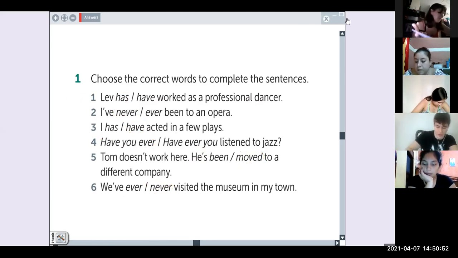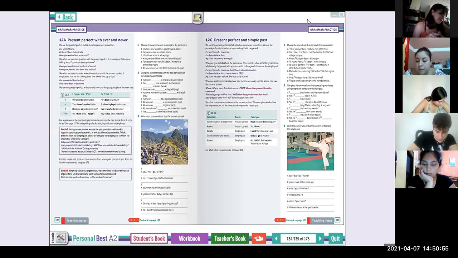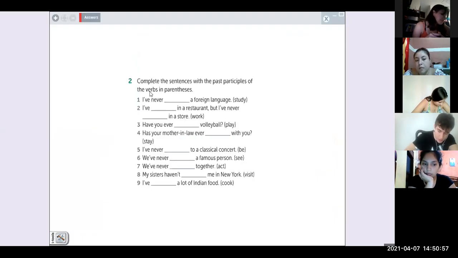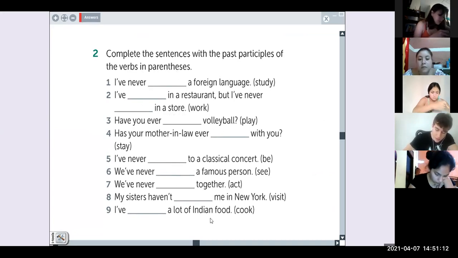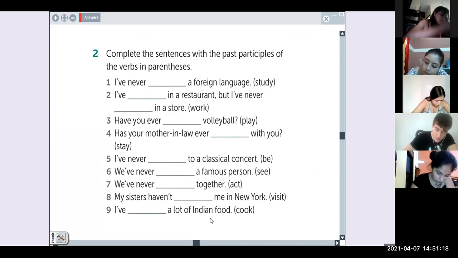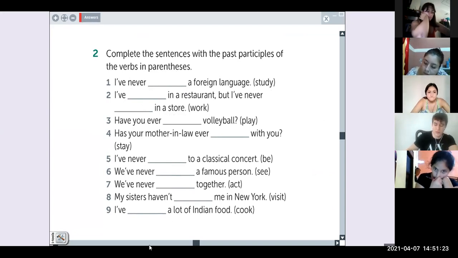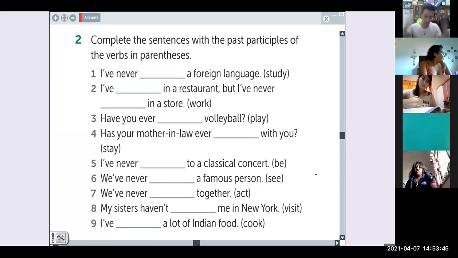Let's go with the second exercise. I want you to do this alone, okay? Do the exercise alone. Here you have the verb to complete the sentence. It says, complete the sentences with the past participles of the verbs in the parentheses. Okay, so if you want help for the irregular verbs, you have the verbs in the page 176, okay? Do it, and then we're going to check. Okay, we're going to start with Indira. Please, can you read the first sentence?